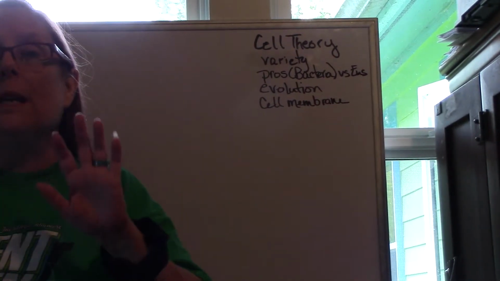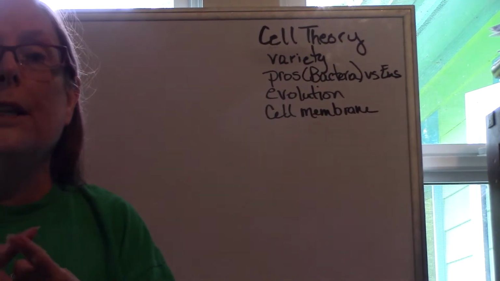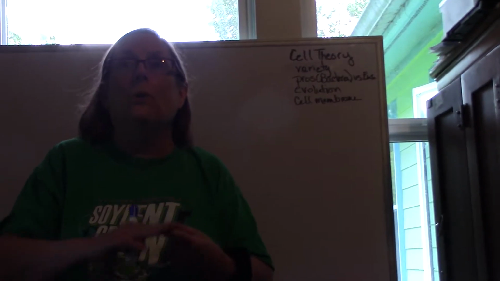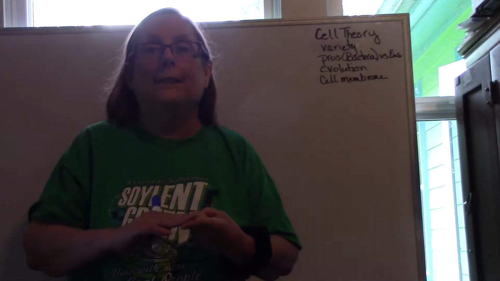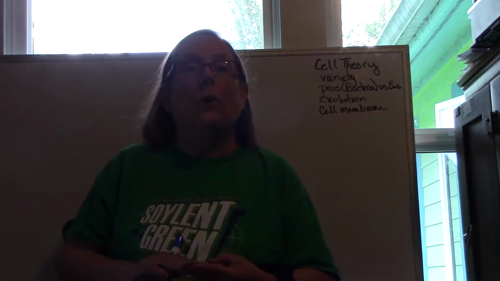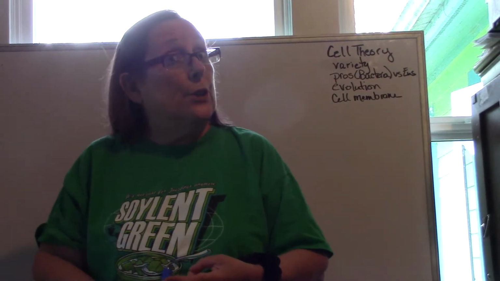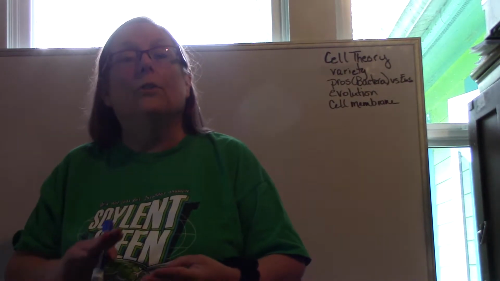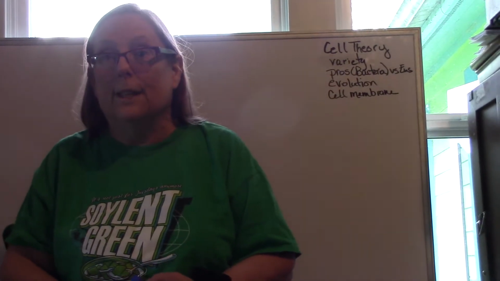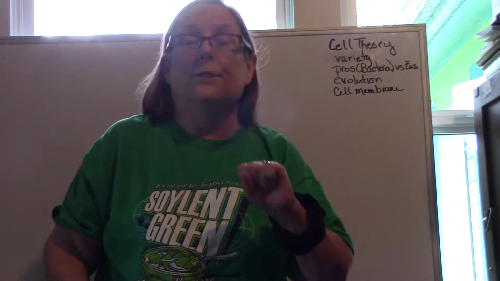Okay, so first I want to review the cell theory. There are 3 parts to the cell theory. First, all living organisms are composed of 1 or more cells. Second, these cells are the basic units of life. And third, these cells come from pre-existing cells. So those are the 3 components of the cell theory.